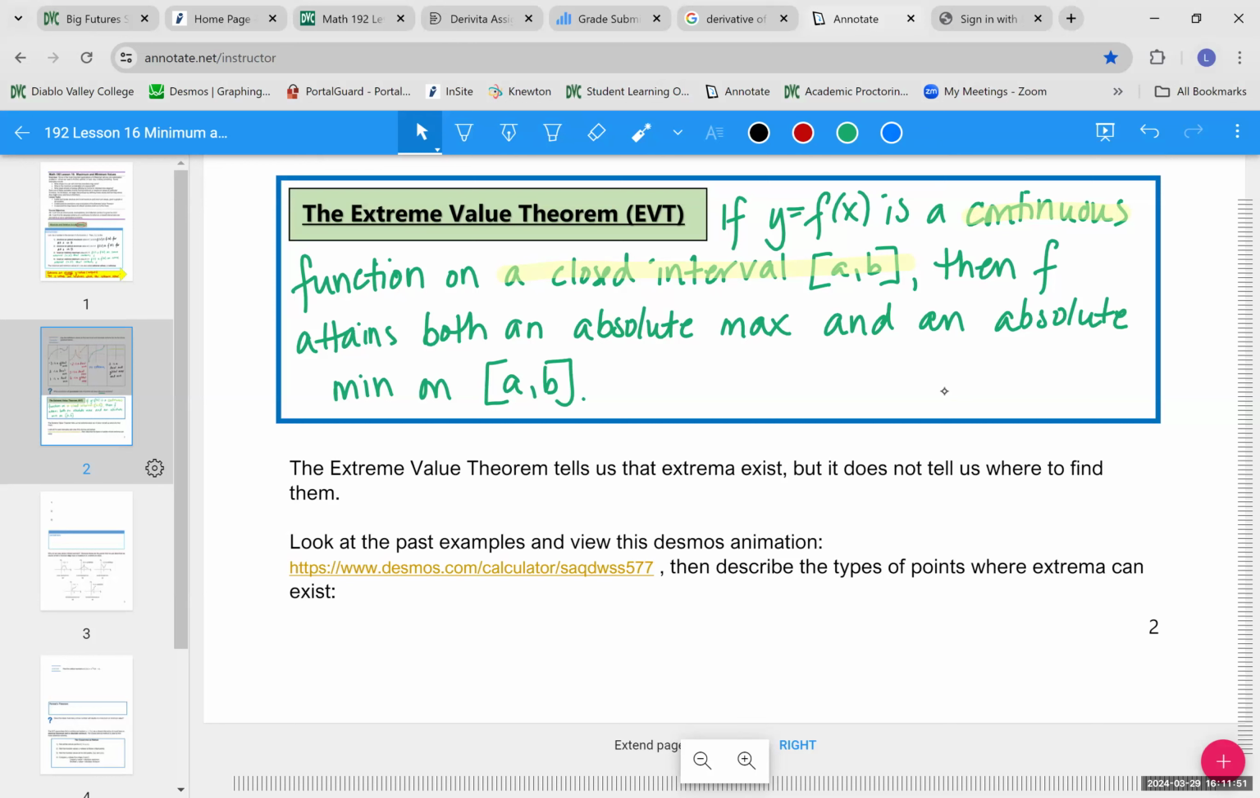So I would encourage you to look at these past examples and look at this Desmos animation, because the next thing we're going to do in the next video is start talking about the types of points where we could find these extrema. This demonstration, this animation, will help you figure out some candidates for where the extrema can occur.